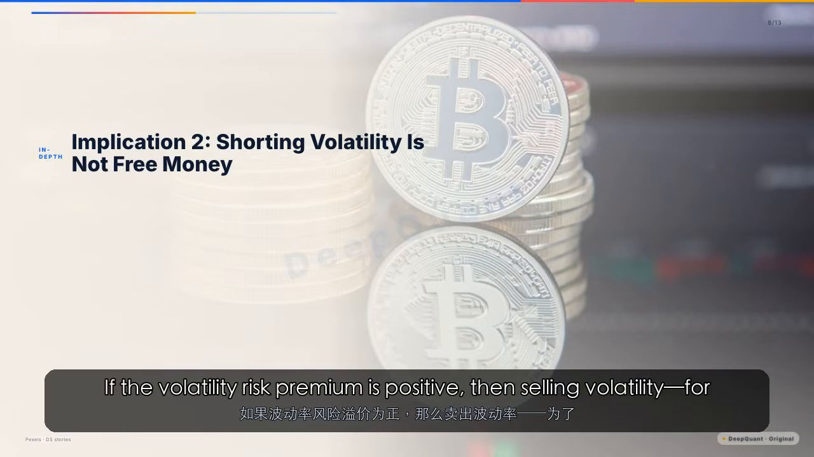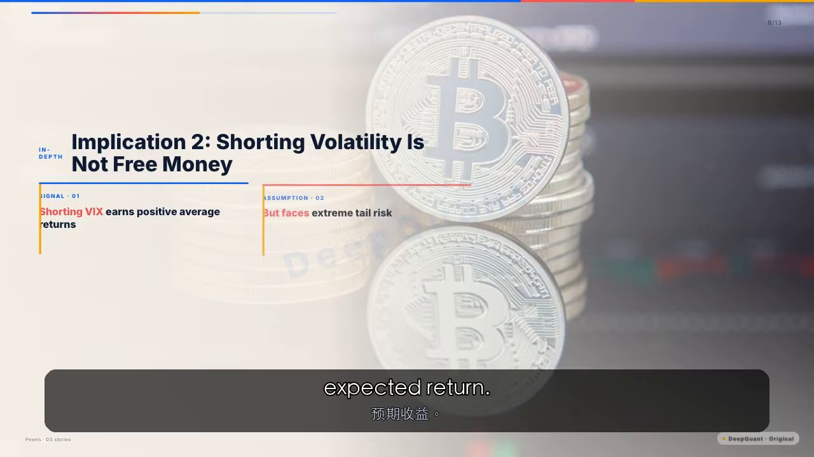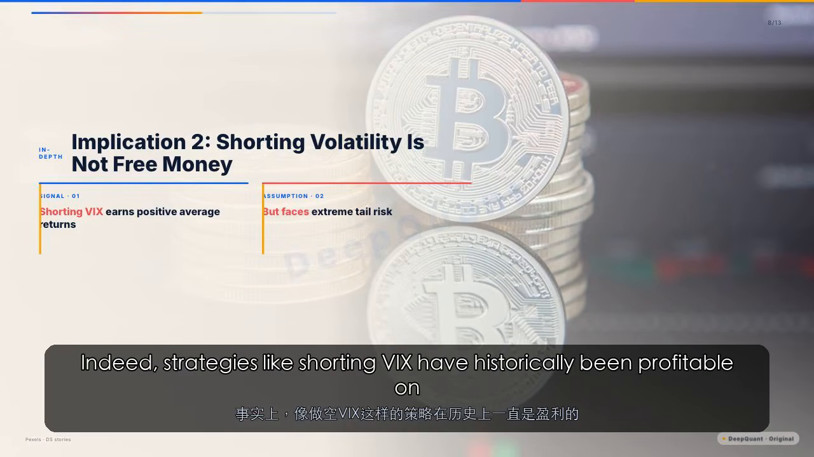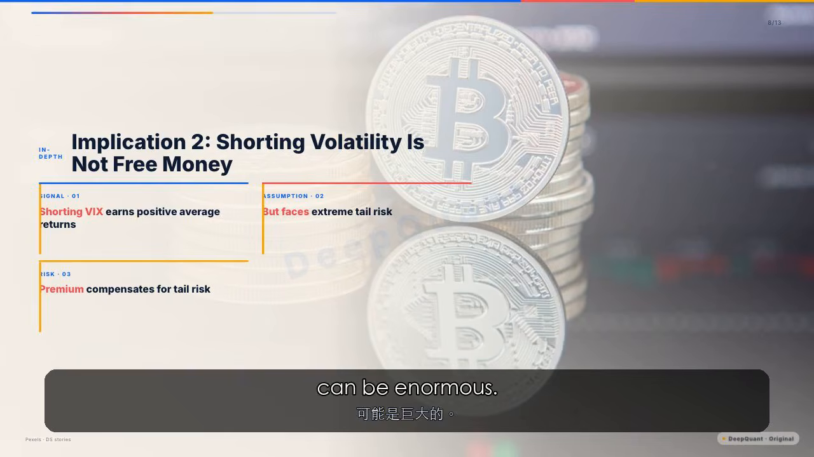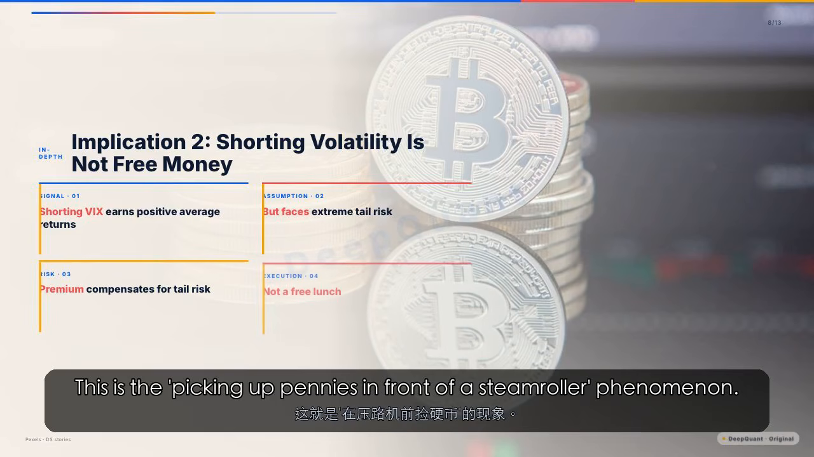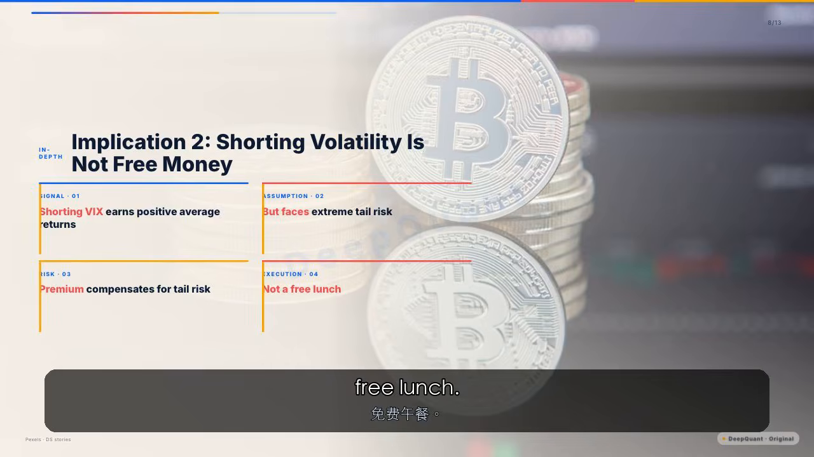If the volatility risk premium is positive, then selling volatility, for example, by shorting VIX futures or writing options, should earn a positive expected return. Indeed, strategies like shorting VIX have historically been profitable on average. However, they are exposed to severe tail risk. When volatility spikes, losses can be enormous. This is the picking up pennies in front of a steamroller phenomenon. The positive average return is compensation for bearing this tail risk, not a free lunch.